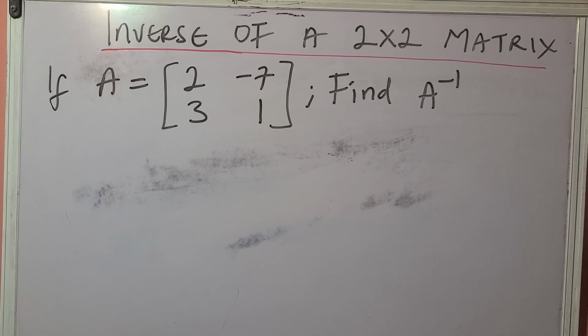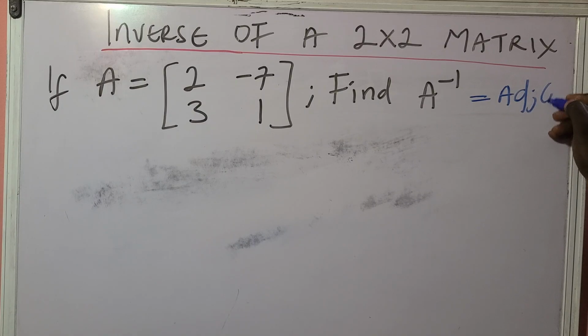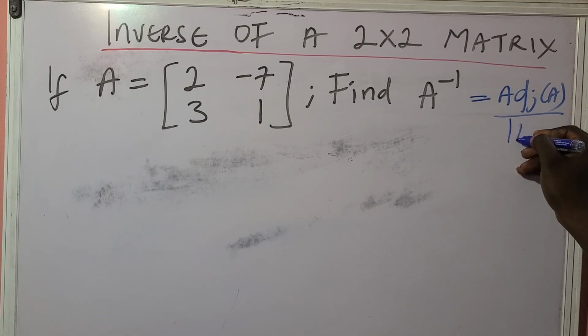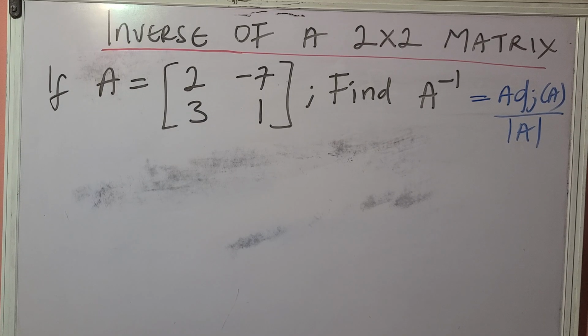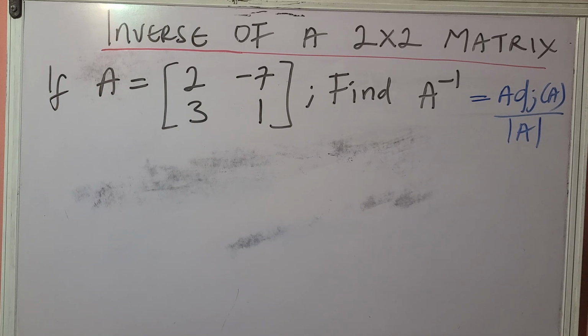All right, we're given this question, A equals 2, minus 7, 3, 1, and we're told to find the inverse of matrix A. Don't forget, our inverse is always written as the adjoint of A over the determinant of A. So this implies that we have to first find the adjoint of A and then the determinant of A. Then we can easily find our inverse. So how do we find the adjoint of matrix A?